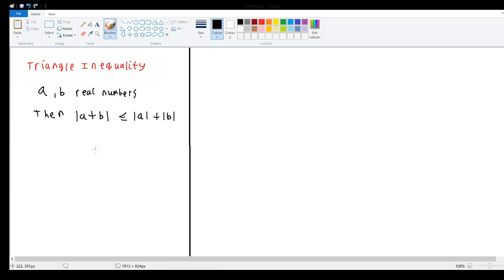Today I'm going to be showing you the triangle inequality for real numbers. This is extremely useful, particularly in university mathematics. You'll see it used time and time again. Now we have the statement over here on the left hand side. It says if we have two real numbers, a and b, then the modulus of a plus b is less than or equal to the modulus of a plus the modulus of b.